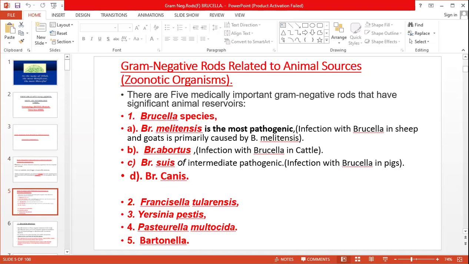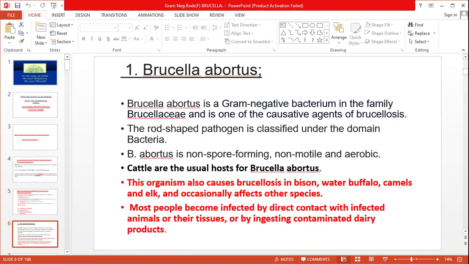There are five medically important gram-negative rods that have significant animal reservoirs. Number one is Brucella species, in which we have Brucella melitensis, abortus, Brucella suis, and Brucella canis. The second one is Francisella tularensis, third is Yersinia pestis, the fourth one is Pasteurella multocida, and the fifth one is Bartonella.